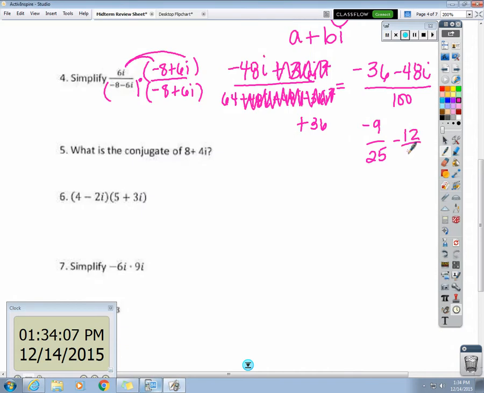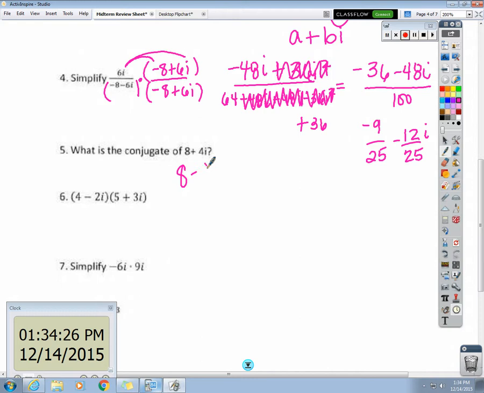Right? And then don't forget that that's the part with the i. So that's the final answer. And remember how when we're doing complex numbers, we always split it like that? So you have a real part and a complex part. All right, number 5. What is the conjugate of 8 plus 4i?